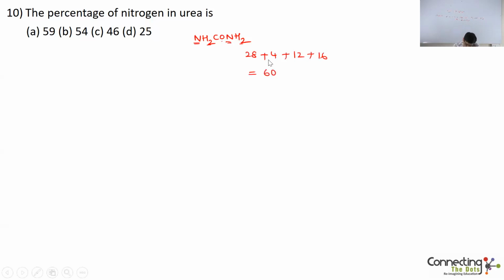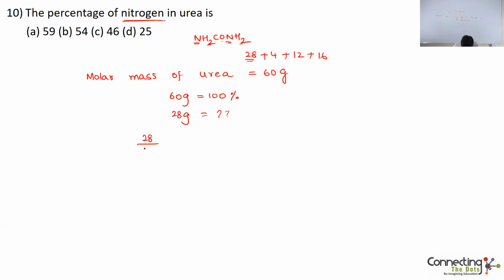So the molar mass of urea is 60 grams. They're asking how much nitrogen constitutes. If 60 grams is 100%, nitrogen constitutes 28 grams because there are 2 nitrogen, so 28. If the total 60 grams constitutes 100%, how much percentage do 28 grams constitute? That is the question. So it will be 28 divided by 60 multiplied by 100.